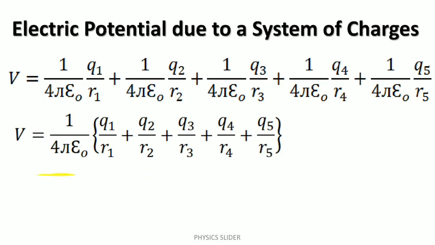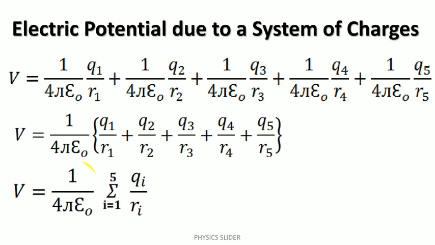And we can also write it like this: 1 upon 4 pi epsilon naught as it is, summation i equal to 1 to 5, because we are adding them from 1, 2, 3, 4, 5. That's why we have taken i equal to 1 to 5 summation Qi upon Ri. When we expand this, we put the value of i one by one from 1 to 5 and we will get this expression. This is the summation expression for the electric potential due to a system of charges.